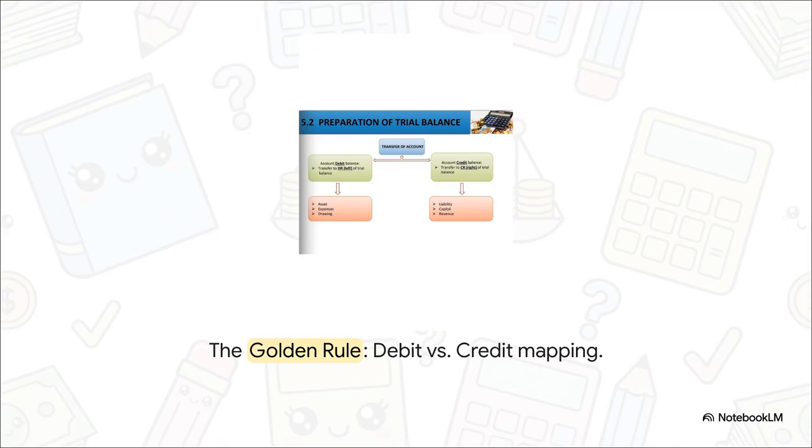There's a golden rule. Asset, expense, and drawing accounts, they always go to the left, the debit side. Liability, capital, and revenue accounts, they go to the right, the credit side. Mess up this mapping, and your whole balance is going to be off right out of the gate.